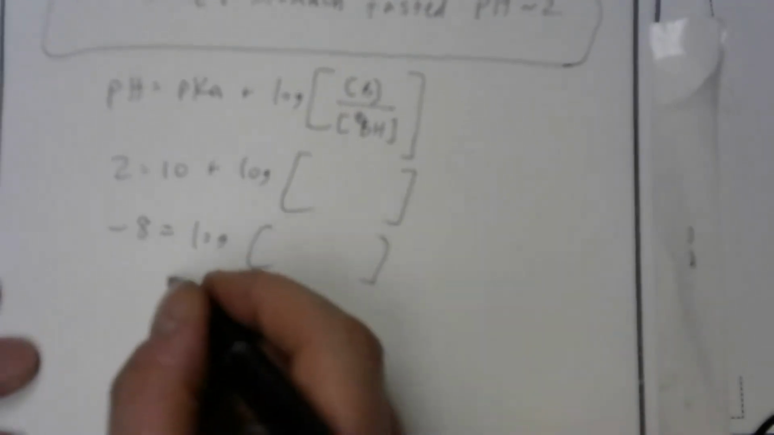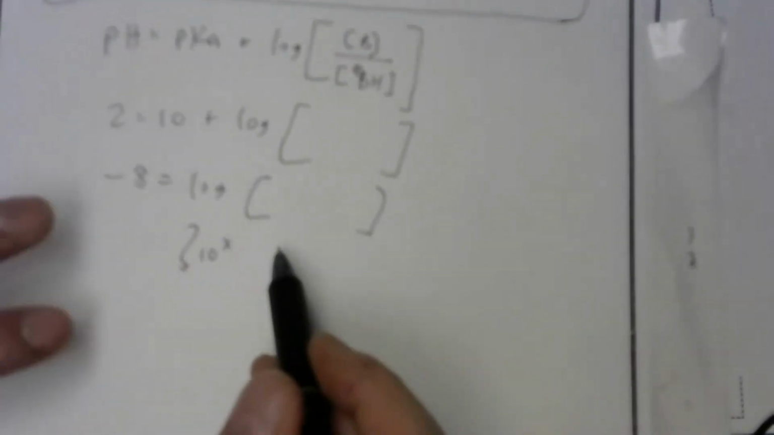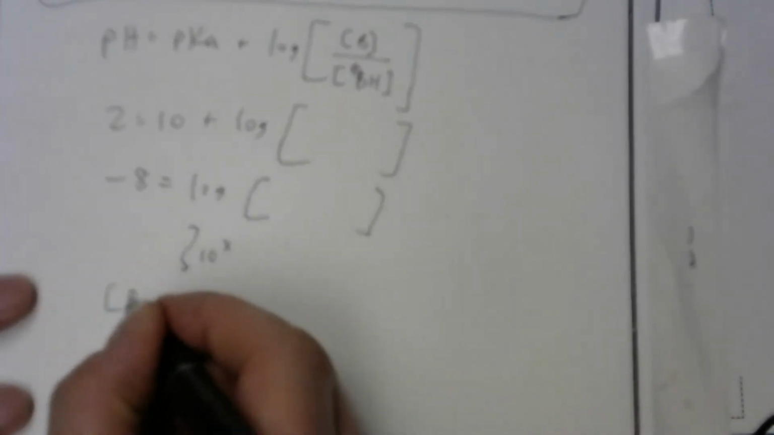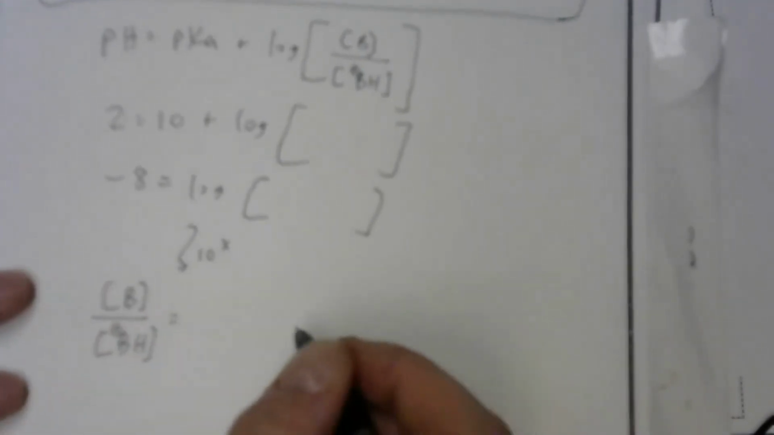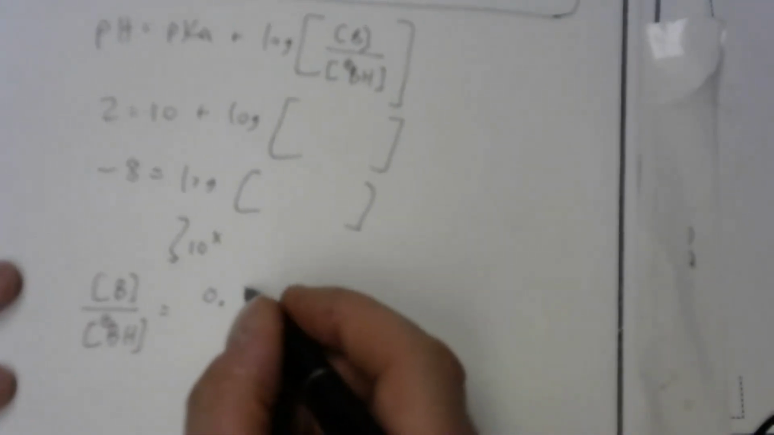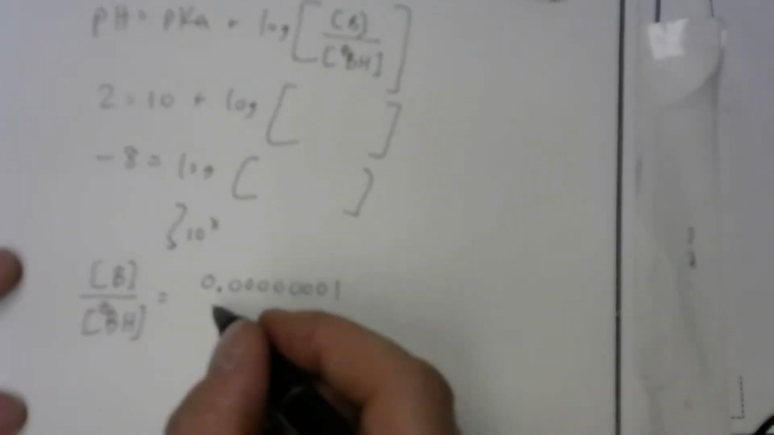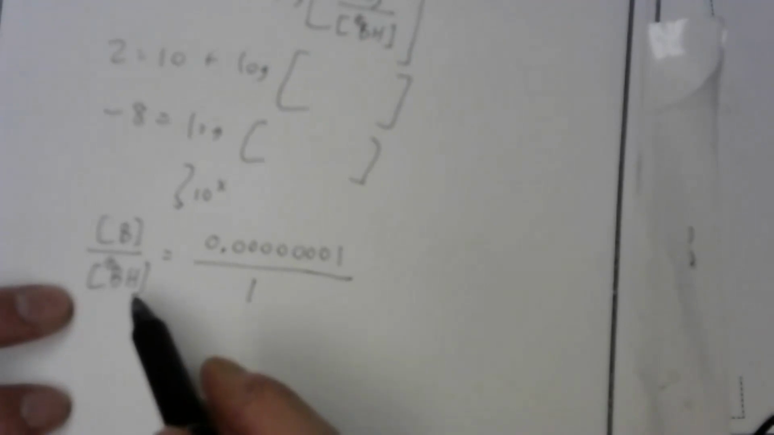And essentially we do 10 to the x, you know, to get rid of the logarithm, and essentially it becomes B divided by BH plus equals 0.1234567, and then 1 over 1. So this is about like 10 million times more protonated. Fluoxetine's like about 10 million times more protonated in the stomach.